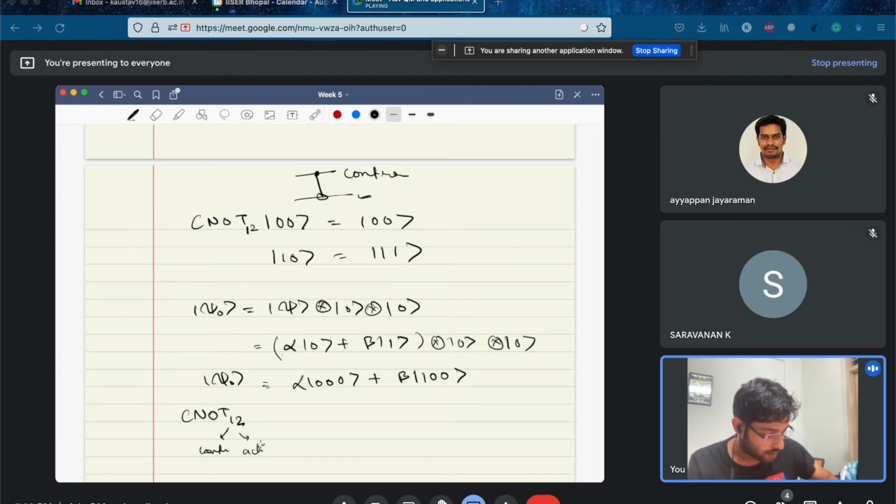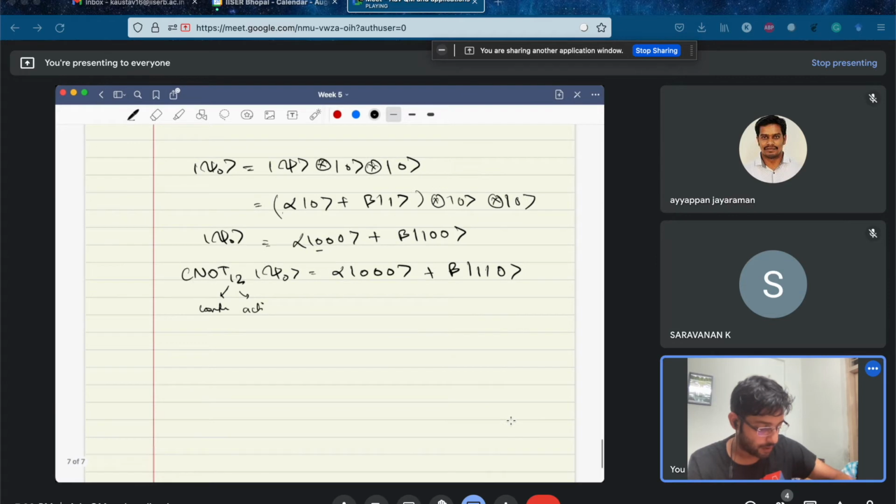Okay, so what you get, so whenever your first bit is 1, the second bit is going to be flipped. So for alpha it does not do anything, but for beta it changes the second bit to 1.